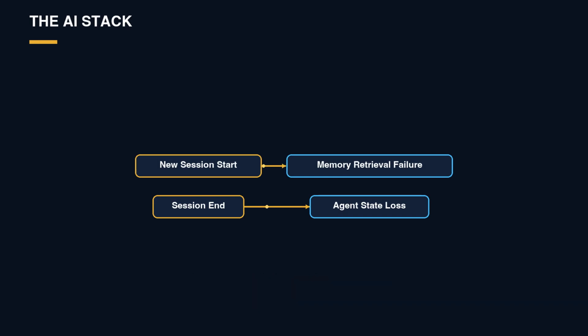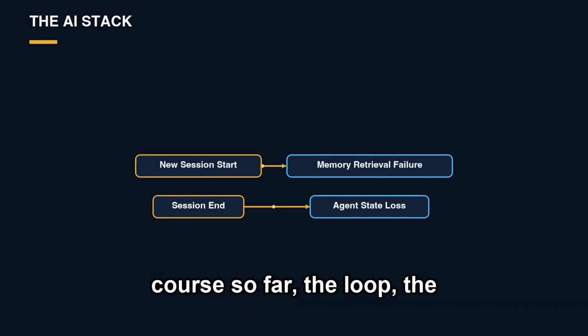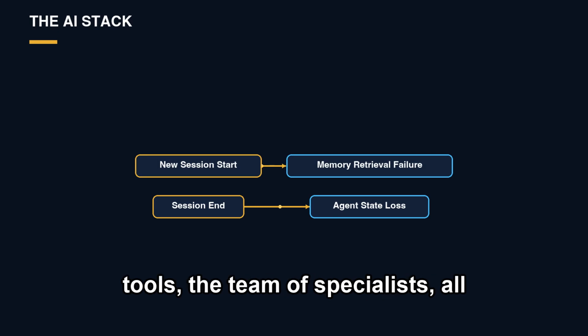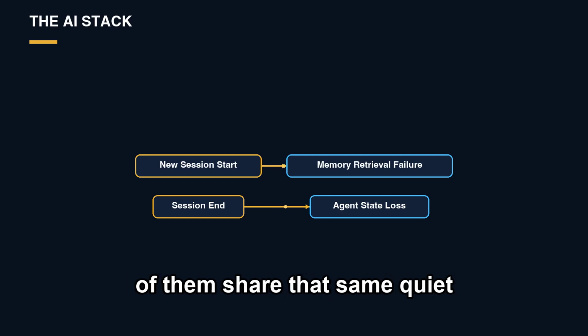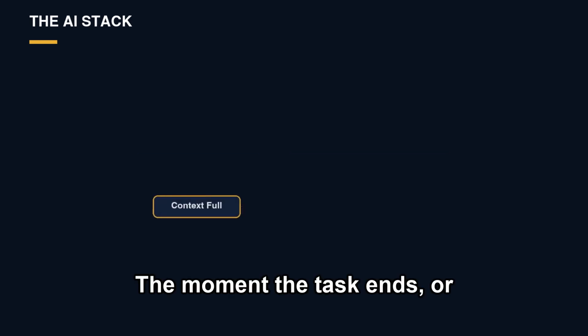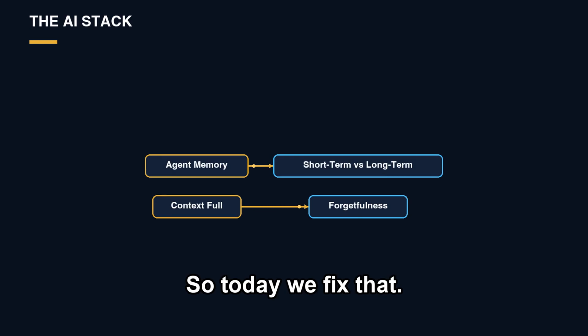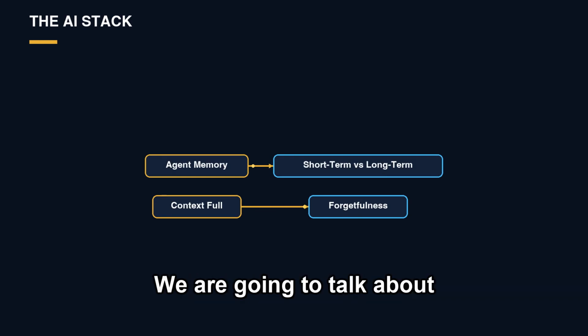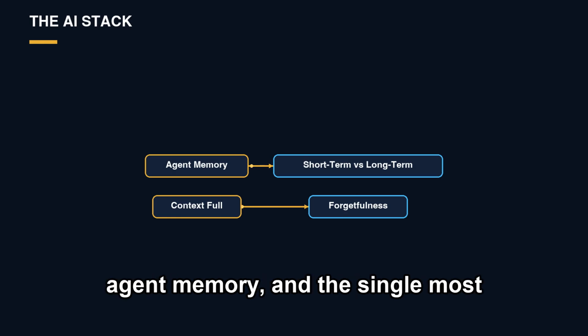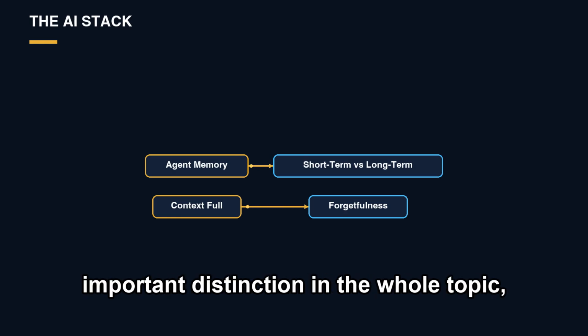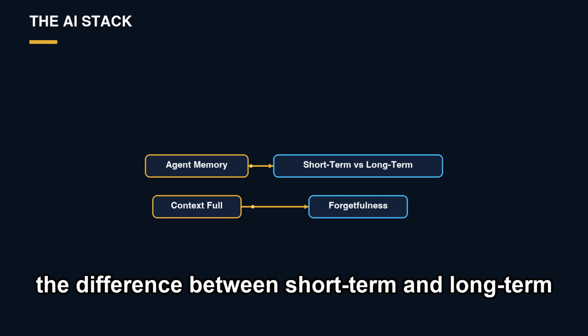Everything is gone. Every agent we built in this course so far, the loop, the tools, the team of specialists, all of them share that same quiet amnesia. The moment the task ends or the context window fills up, they forget. So today we fix that. We are going to talk about agent memory and the single most important distinction in the whole topic, the difference between short-term and long-term memory.